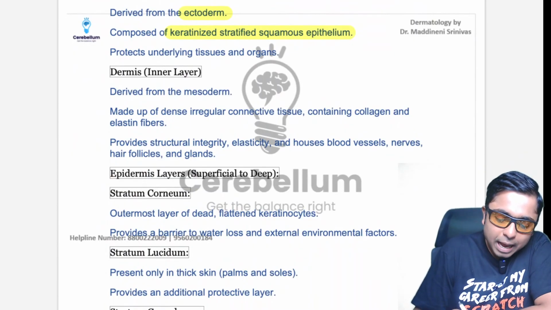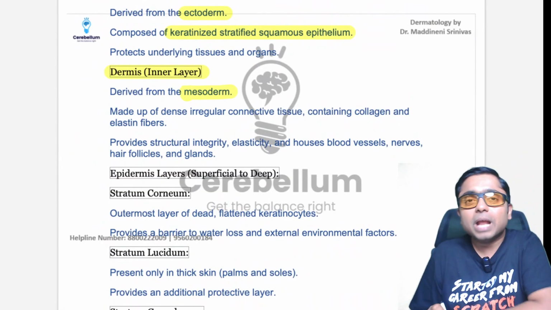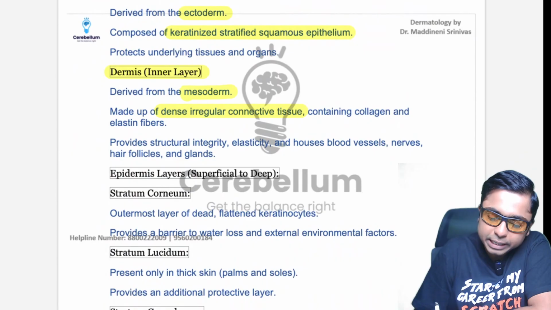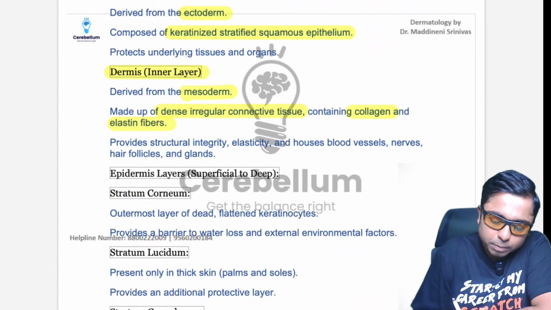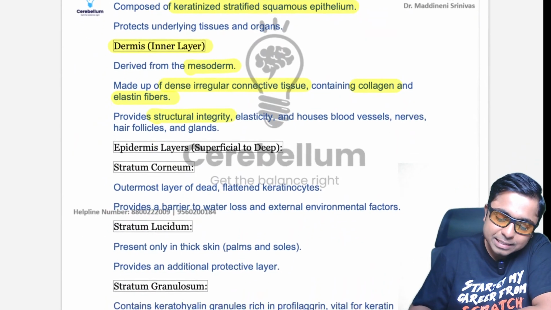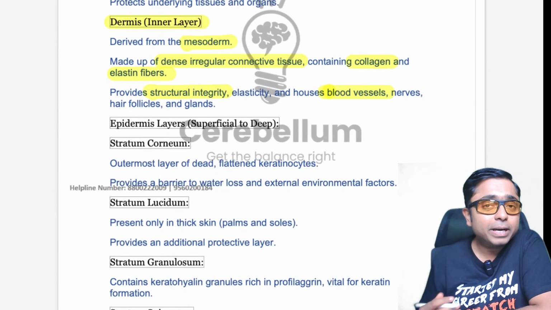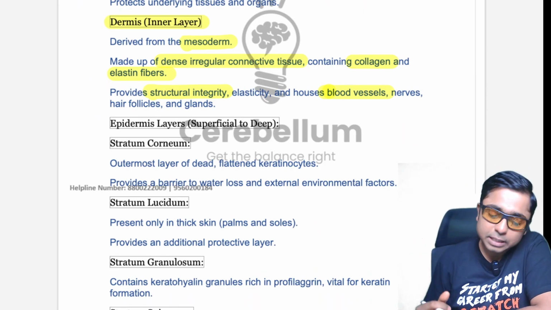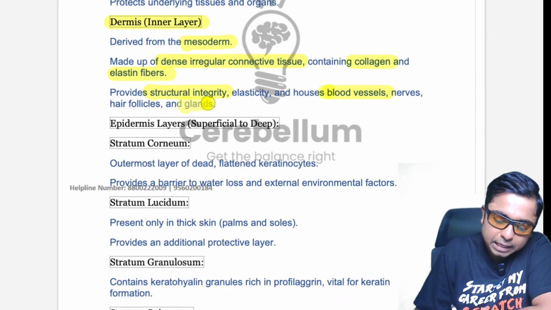Okay. And next is the dermis, which is the inner layer, and it is derived from mesoderm, and it is made up of dense irregular connective tissue, and it contains collagen and elastin, which basically provide the structural integrity to the skin and also elasticity. And this dermis is very important because it consists of the blood vessels. Remember, epidermis is avascular and dermis supplies the nutrients for the epidermis, and it also consists of the hair follicles, nerves, and other glands.